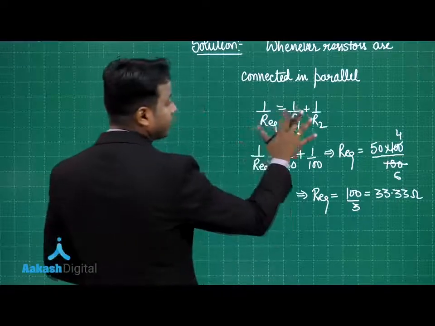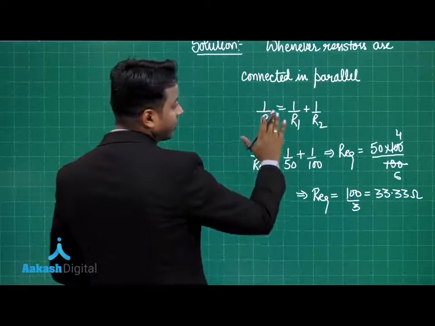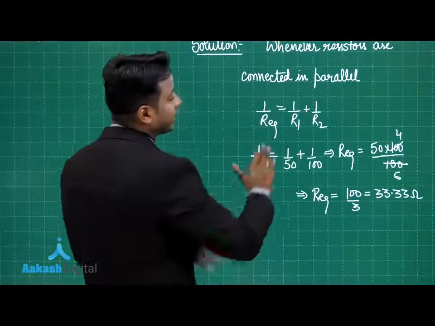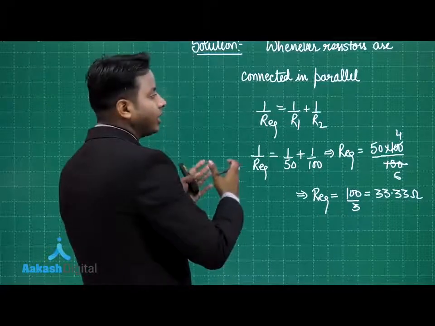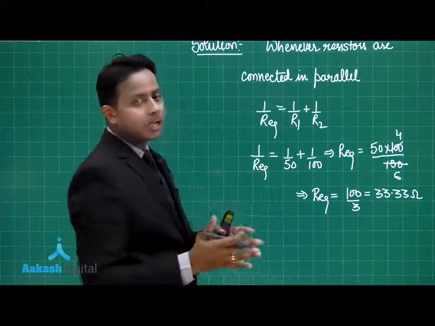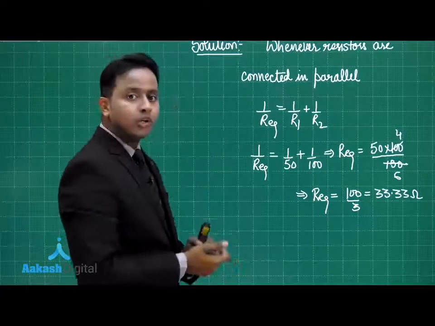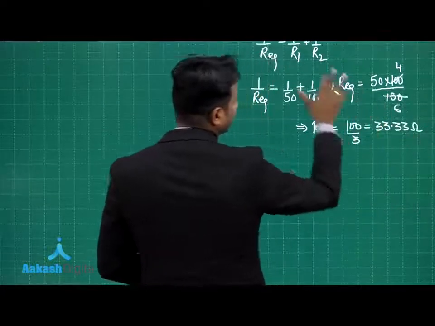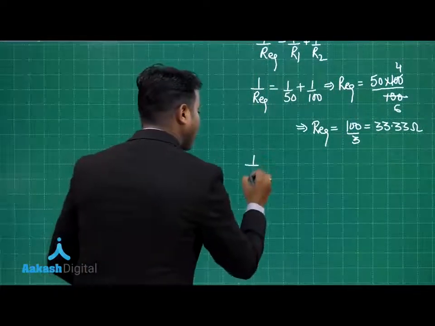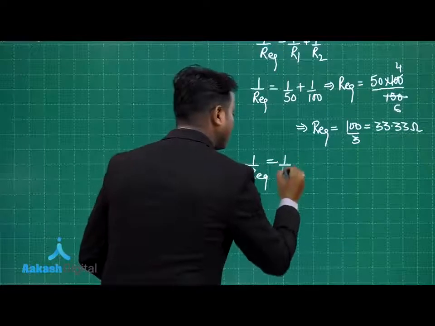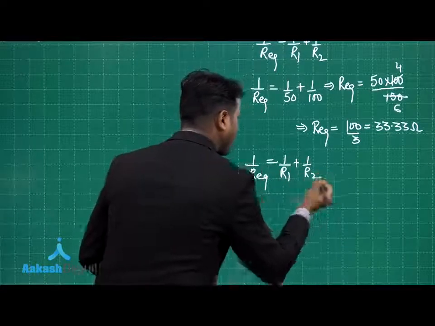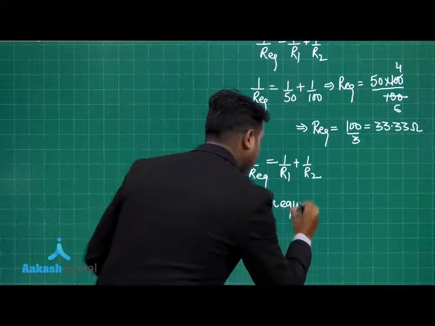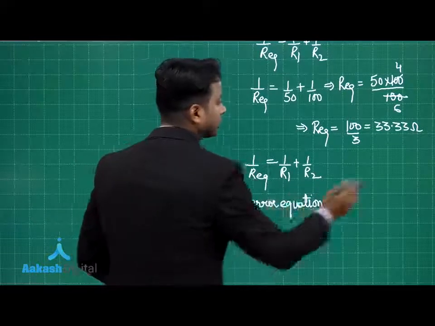Now whenever the main expression is given as 1 by R equivalent is equal to 1 by R1 plus 1 by R2, you cannot simply take the error of R equivalent as delta R1 plus delta R2 in this particular case, which we have done earlier in the case of series. Now in this scenario, what we need to do, we need to differentiate this expression. So we have 1 by R equivalent is equal to 1 by R1 plus 1 by R2. So for the error equation, we must differentiate this expression.